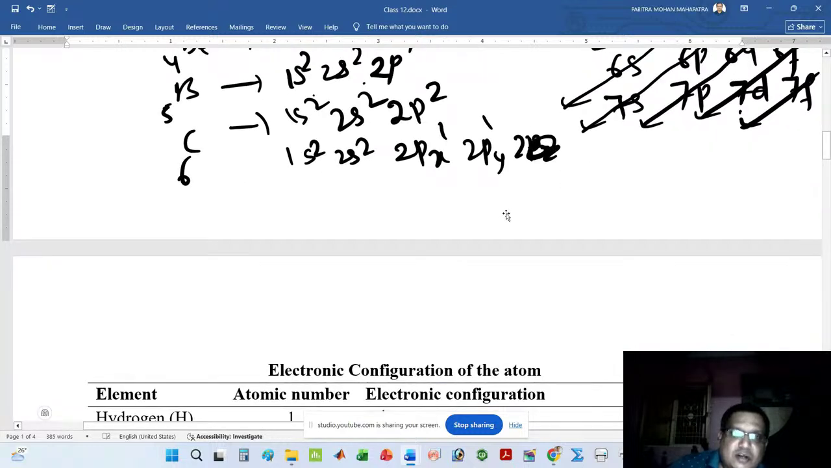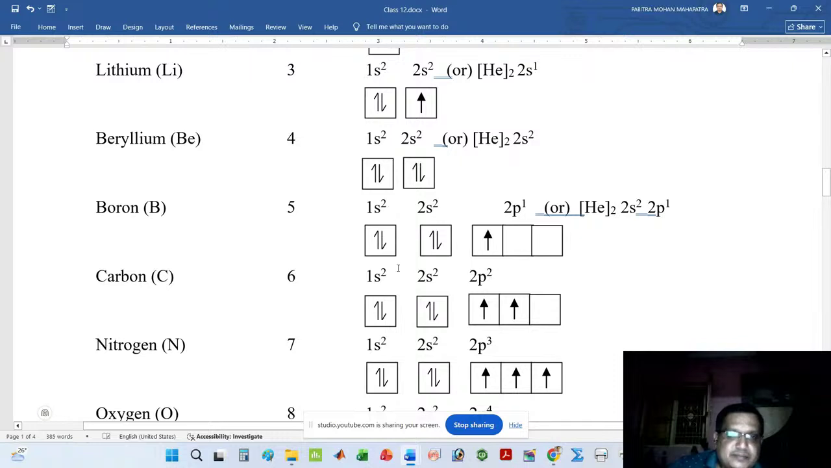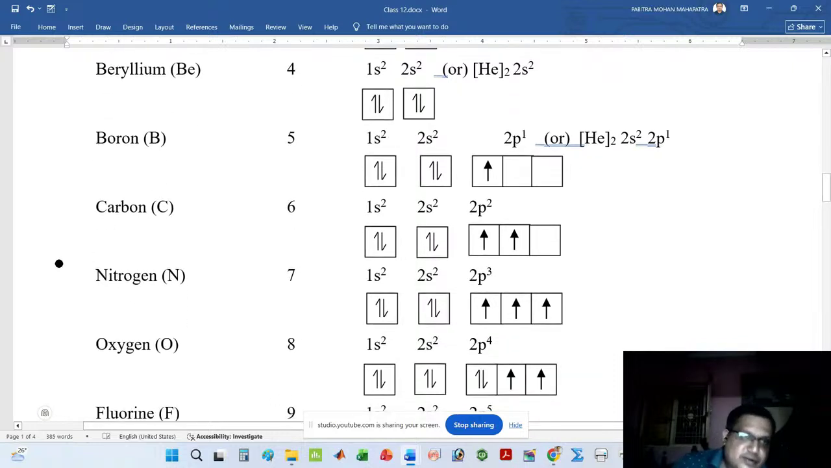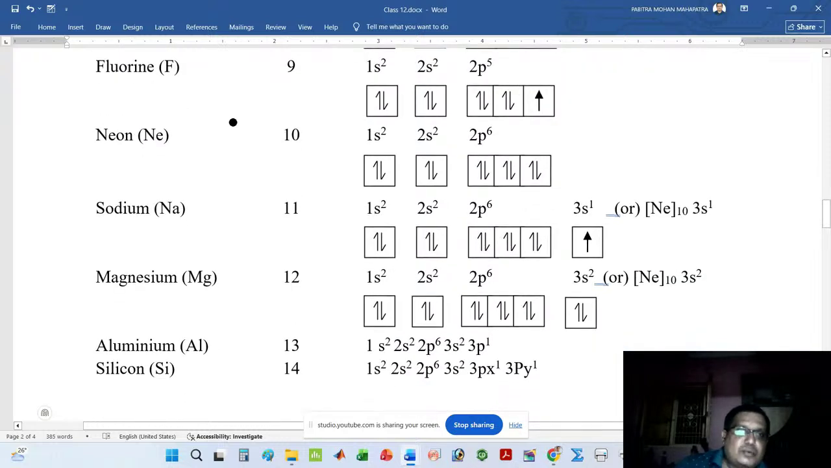Let me explain other atoms. Look at the other atoms. Here I have given the nitrogen atom. Nitrogen's atomic number I already discussed, so it is not necessary to give nitrogen and oxygen. Move to fluorine. Fluorine has atomic number 9. So the electron configuration is 1s2, next 2s2, next 2p5. 2 plus 2 plus 5 is 9.